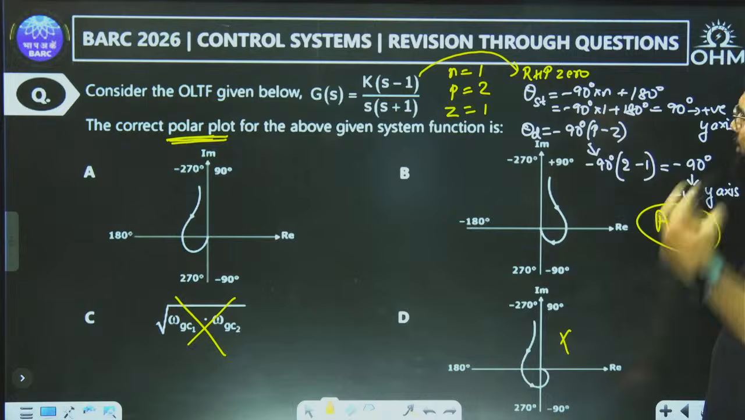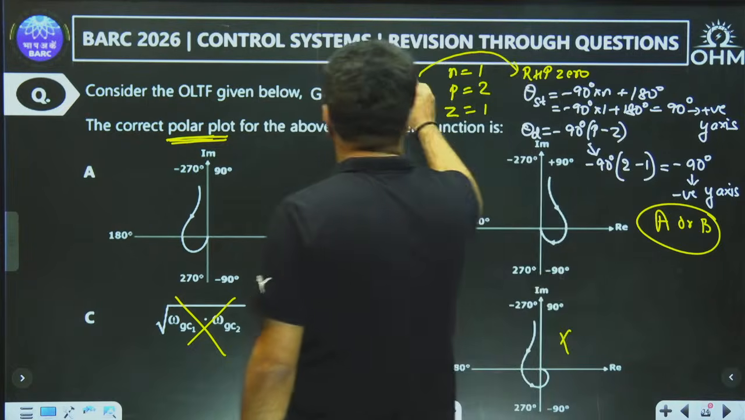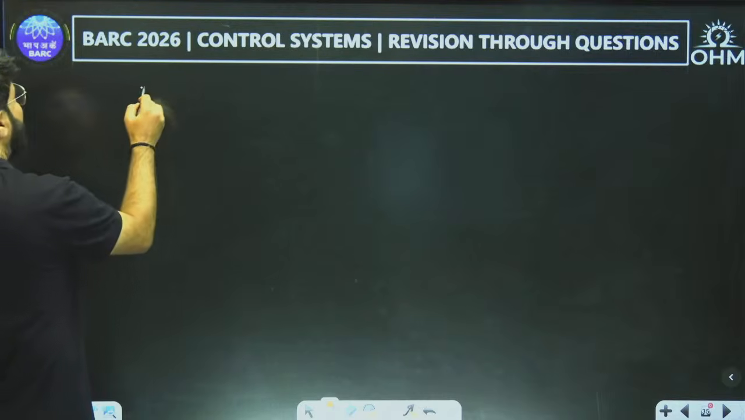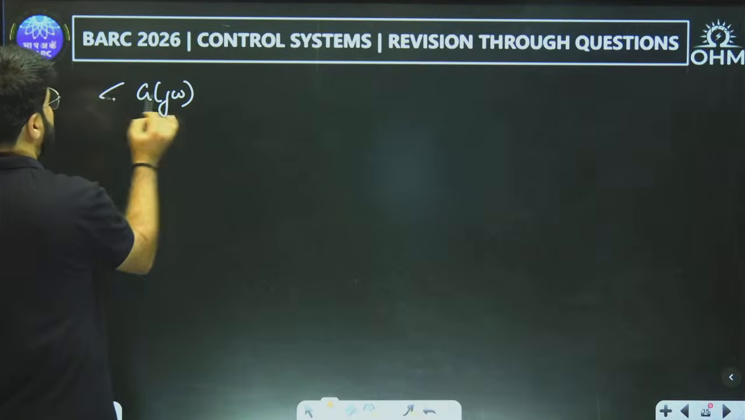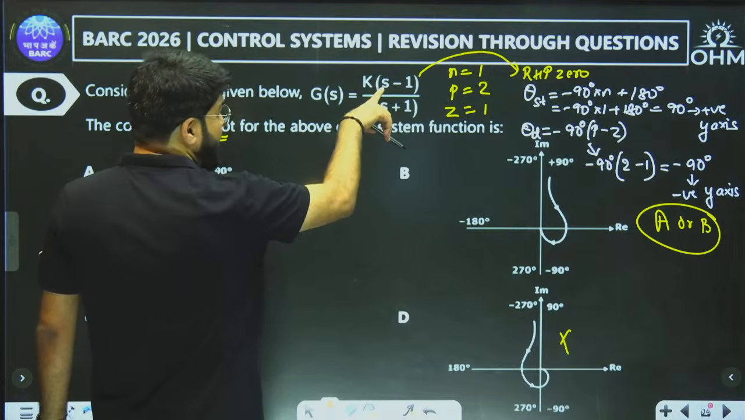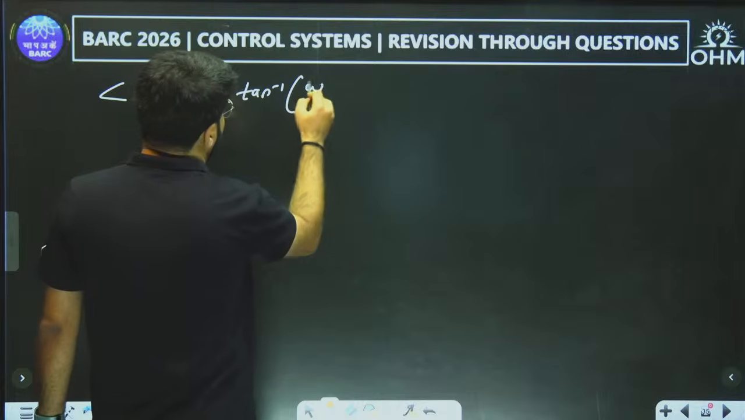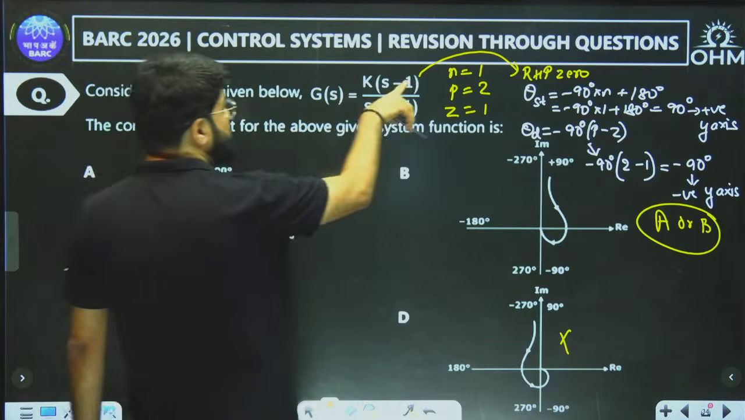If you write down the angle expression, either the Cartesian form or the phase form, what is going to be the angle of G(j omega)? I am writing it down directly. Be very careful. Tan inverse of omega upon minus 1. It is in the second quadrant, so you cannot directly take the minus outside.